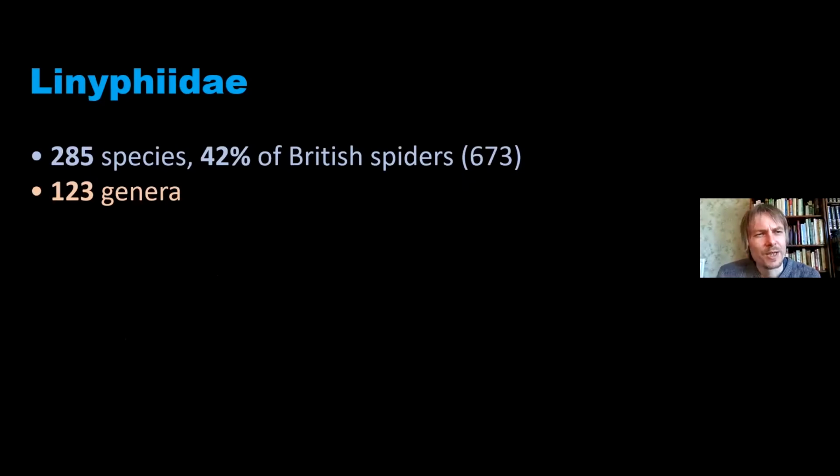Right. Problem with money spiders, there's quite a lot of them. So they make up 42% of the British spider fauna. And we don't have a huge British spider fauna, it's 673, but 42% of them are money spiders. So realistically, if you're going to get into spiders, you need to consider money spiders because there's a significant proportion of the British fauna. And one, two, three genera, that's easy to remember.